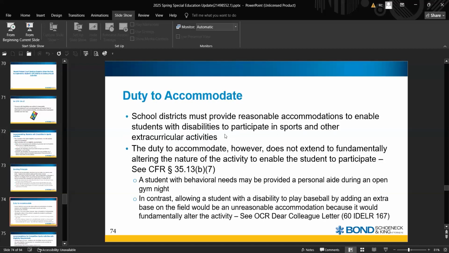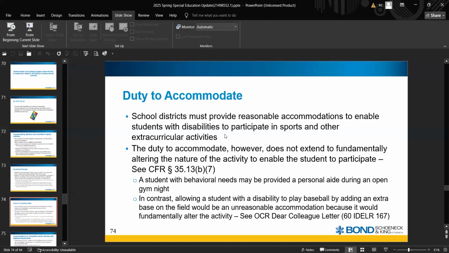But again, in other times, if there are accommodations that could do it, we talk about medical clinics as one thing, but accommodations to enable a student to participate, that's something else. So for instance, a student with behavioral needs may be provided a personal aide during open gym night. And if that's doable, and if that aide would prevent the student from running, from fleeing, from disturbing others, if that would do the trick, then we're obligated to do it.